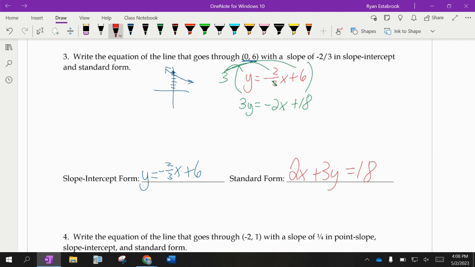Why is it in standard form? All of the numbers are whole numbers. 2 is positive, and it's in the correct order. X, y, number.